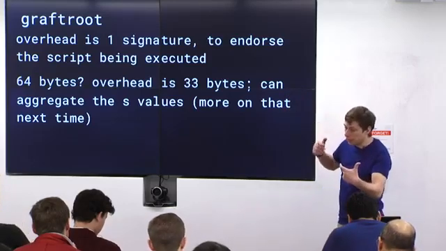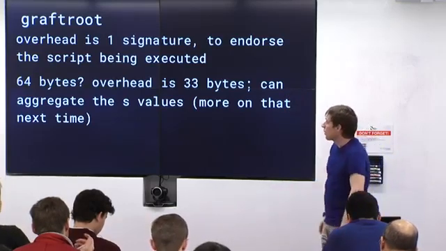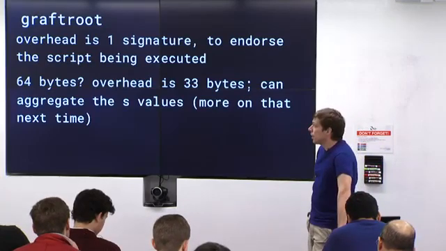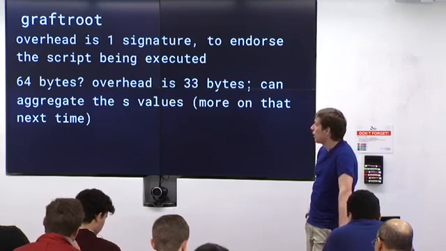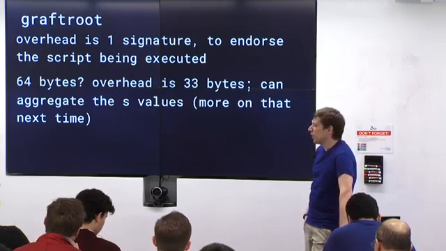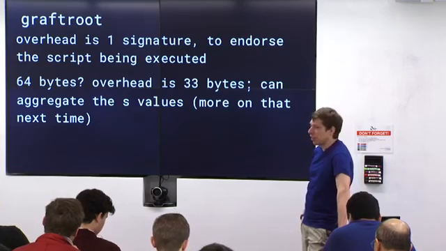So you say, OK, here's key C. Here's a signature from it. Here's the script to endorse the script being executed. It's not actually 64 bytes. You can get the overhead into 33 bytes because you can aggregate the S values of the signature.